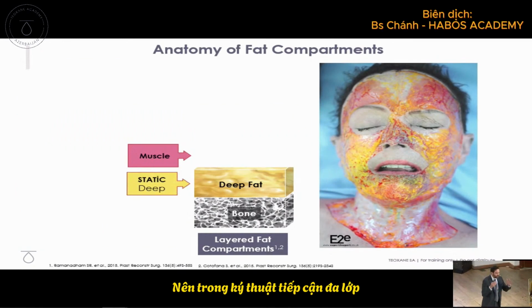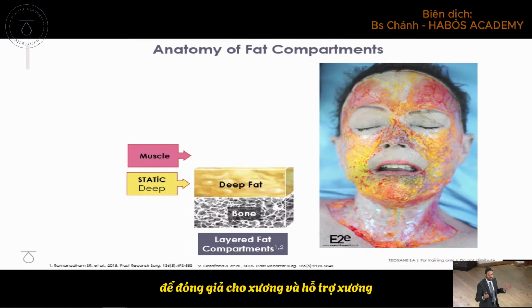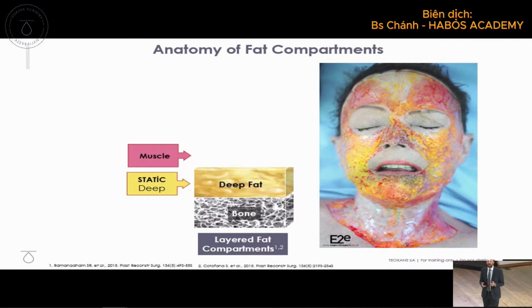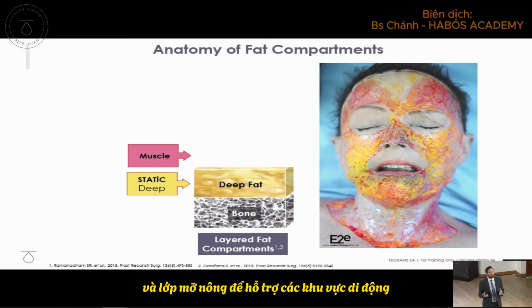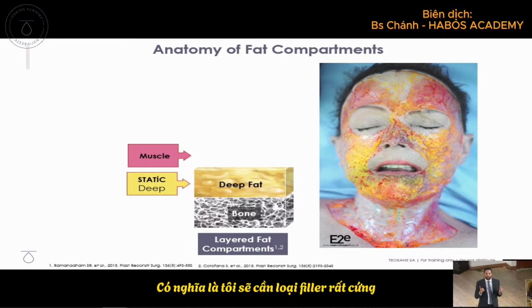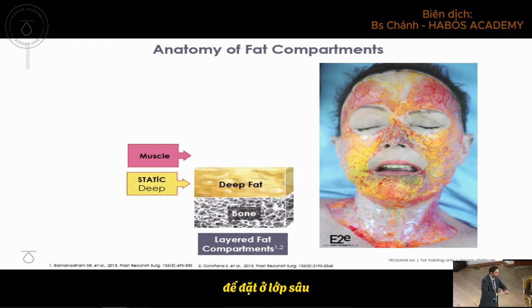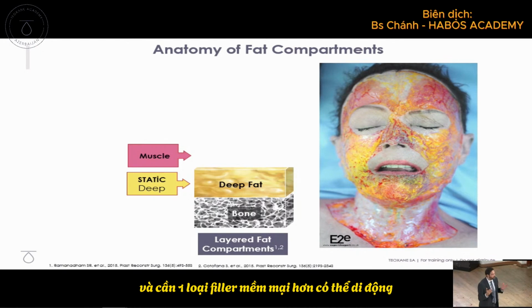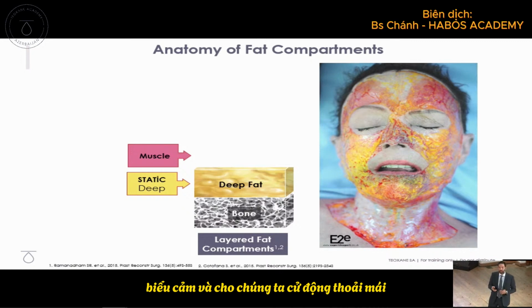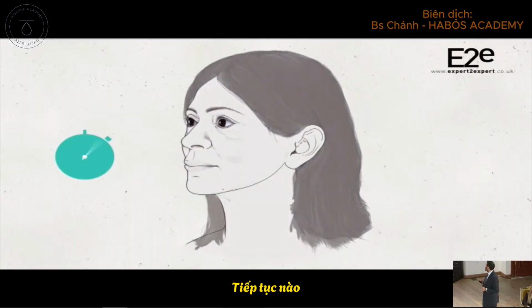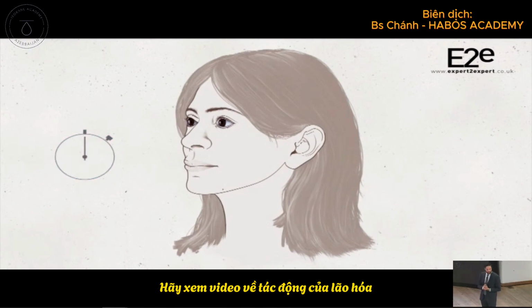So in the multi-layering manner, we use the deep fat pads that do not move with the mimics to support the bone and to mimic the bone, okay, for me, and superficial fat pads to support the dynamic areas. So it means that I need a filler that is very strong to put on deep layers, and I need some superficial fillers that will move with the mimics and will give us good dynamism. Okay, let's continue. Let's see this aging video.